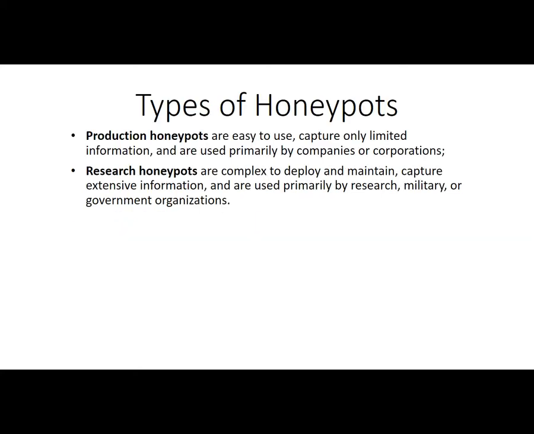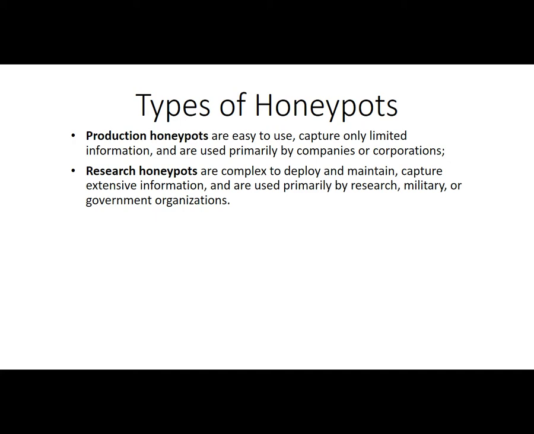A couple of different types of production honeypots. Relatively simple. Limited information gathering. They're usually used as trigger points, as alarms. Companies, corporations will put them up. They'll look like legitimate servers, legitimate networks. But they're there simply to make somebody think they're in there.